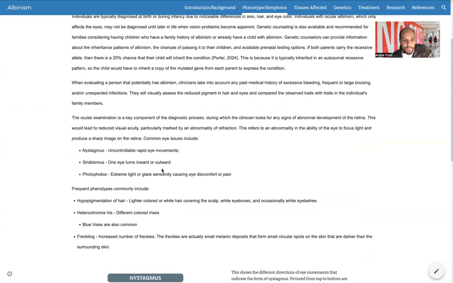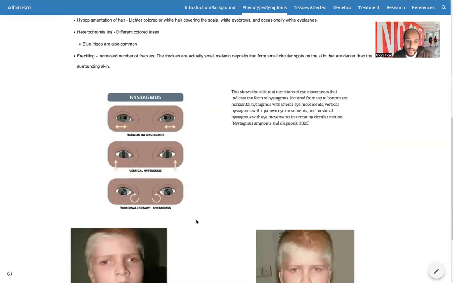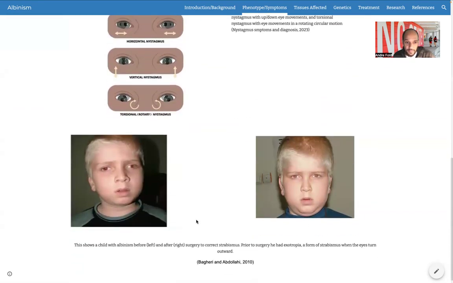Other than nystagmus, there's strabismus. That's where the eyes will turn inward or outward. It can be one or both. And I also have a picture of that. This child has actually exotropia, a form of strabismus. And you can see on the left where he came and presented with it, and after surgery, it's corrected on the right.